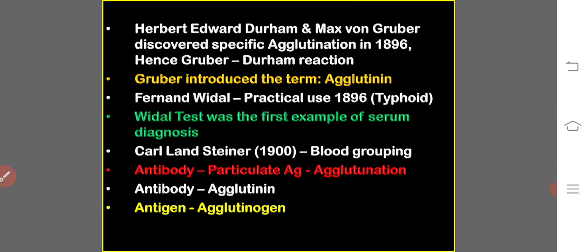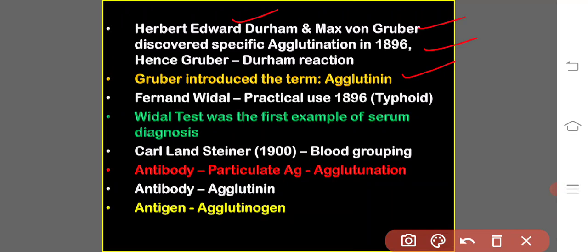Here, for the first time, two bacteriologists, namely Herbert Durham and Max von Gruber, both of them discovered specific agglutination in the year 1896. Hence, this is known as Gruber-Durham reaction. For the first time, Gruber introduced the term agglutinin from the Latin for any substance that caused agglutination of cells.